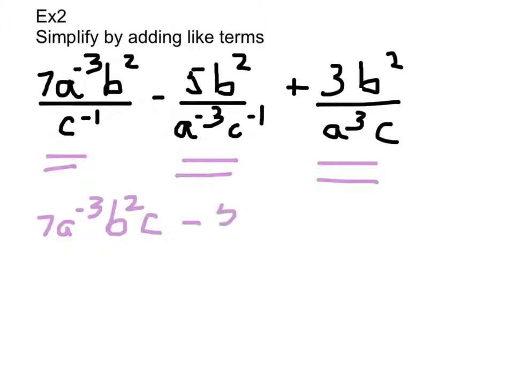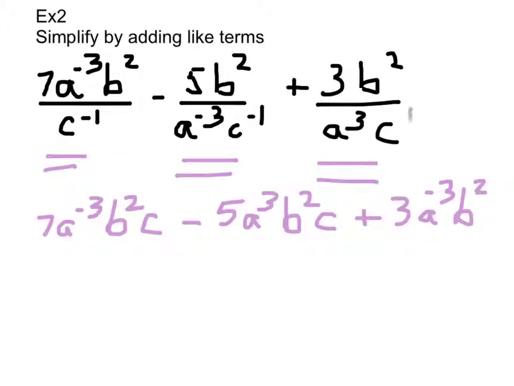So I have 5. I'm going to try to write this alphabetically. Put my a's first, then my b's, then the c's. So I'm going to move my a to the negative 3 up. It becomes an a cubed. And then I still have my b squared, which I leave alone because it's already in the top. And then move my c to the negative 1 up. It becomes a c to the first. Plus 3. Move my a to the third up. It becomes a to the negative 3. Then I have my b squared. Move my c to the first up. It becomes c to the negative 1.